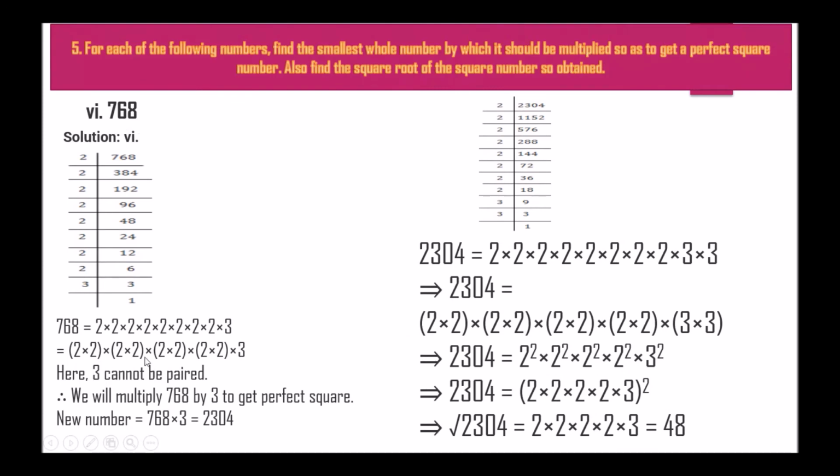768. If we do it with the prime factorization method, we can see 3 cannot be paired. So we will multiply it with 3 to get 2304. Then we will do the prime factorization method to find the square root, that is 48.